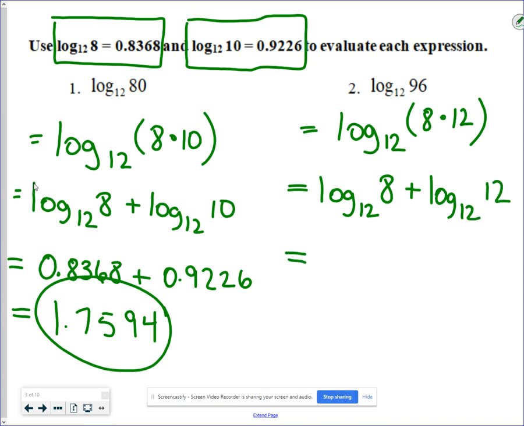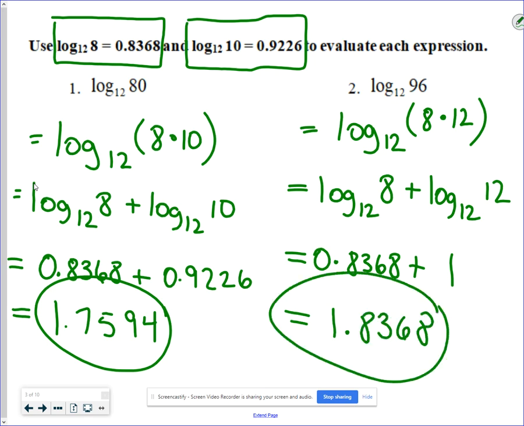We know what log base 12 of 8 is. And again, the only reason we know it is because it gives it to us in the directions. So it's 0.8368. It doesn't give us log base 12 of 12, but we should know that. Log base 12 of 12 would be 1. So we got 0.8368 plus 1, which will be just 1.8368. So there's our answer.